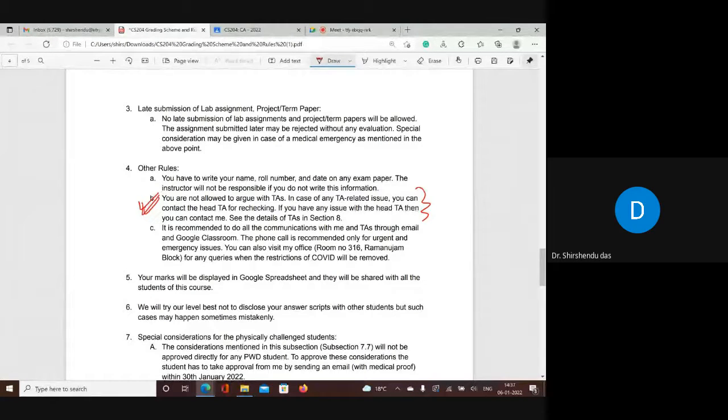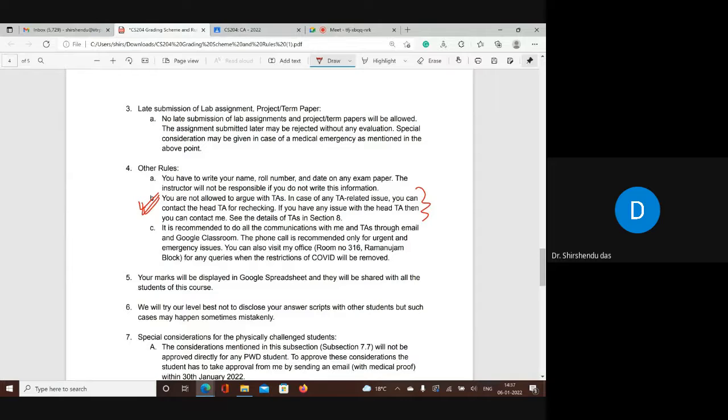Most of the time, if you have some queries or doubts, you communicate with me through email, or you can post your query in Google Classroom also. But call me only if it is very urgent or an emergency, otherwise please avoid it, especially if it is not office hour. But yes, if it is an emergency, then you can always contact me anytime. You can also visit my office.